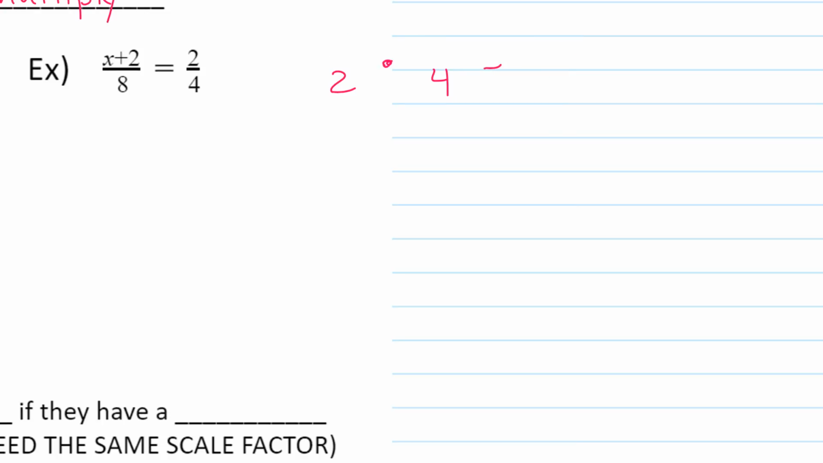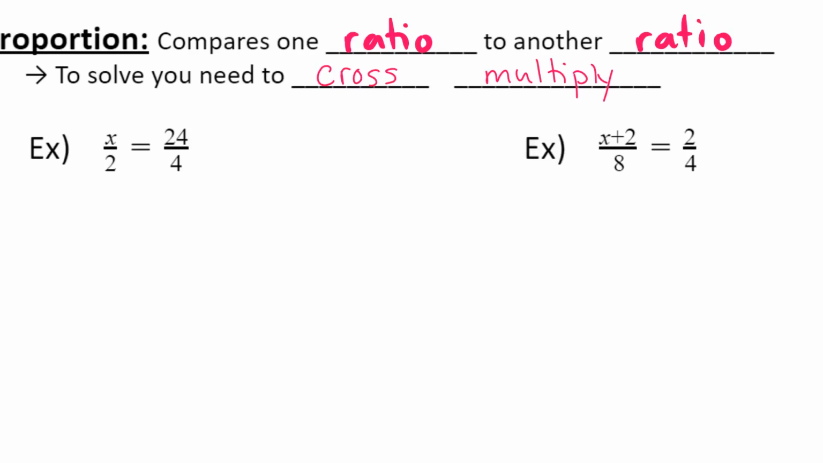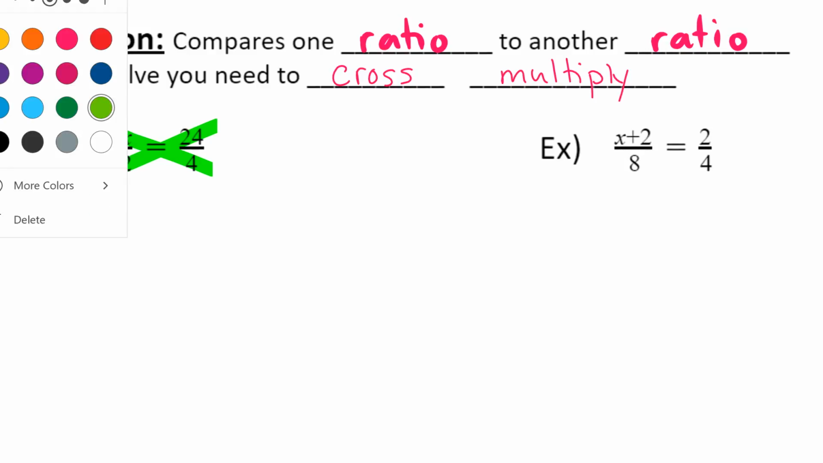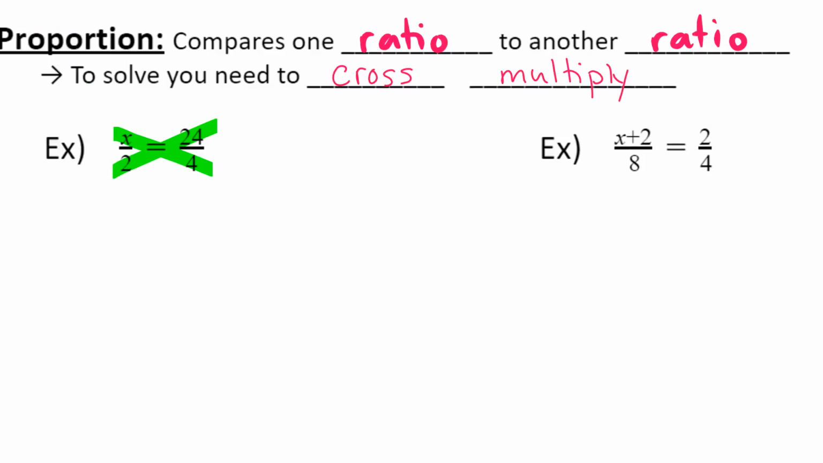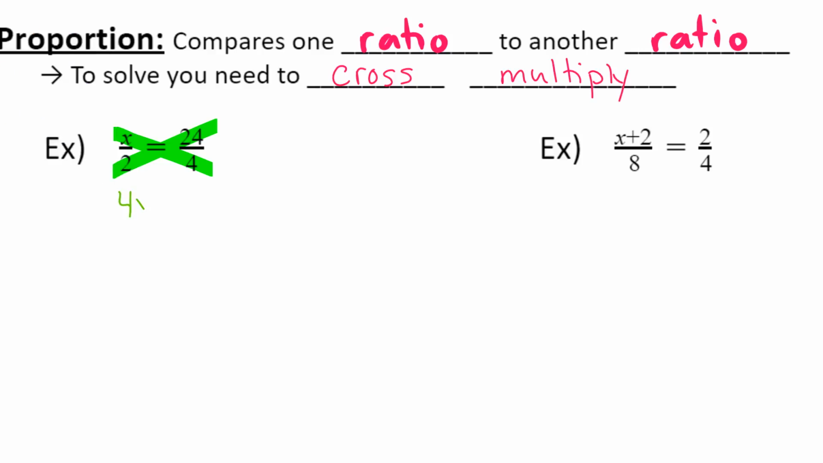All right. So back to our proportions. How do we solve these proportions? You have to cross multiply. So we multiply x times 4 and 2 times 24. What is x times 4? I was doing 2 times 4. 4x equals, what's 2 times 24? 48.